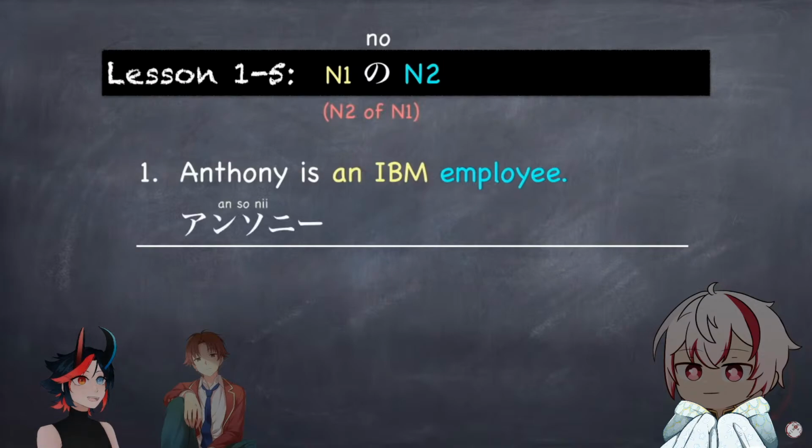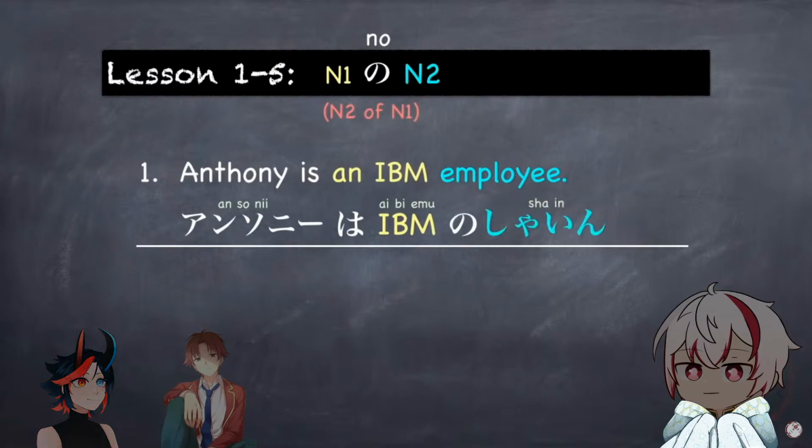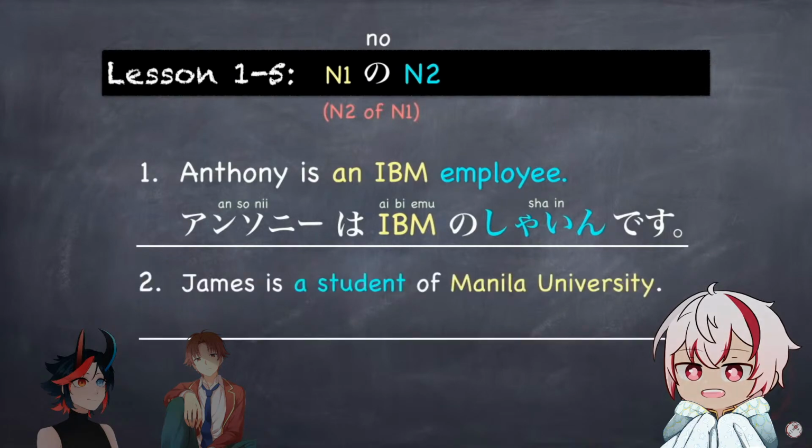Anthony wa, so again, N1 wa N2 desu. But this time, N2 is N1 no N2. I hope that makes sense. Anyway, Anthony wa IBM no shain desu. Anthony is an IBM employee. Employee of IBM. Anthony is an employee of IBM. Anthony wa IBM no shain desu.